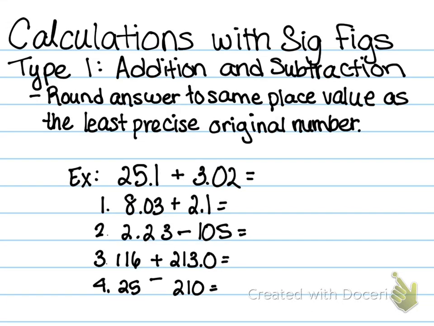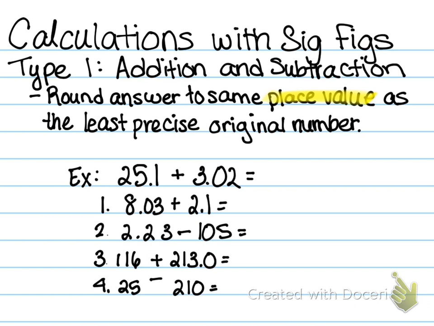This video is a review of how to round answers correctly using significant figures. So the first type of problem that we could run into is an addition and subtraction problem. In these problems, we're going to do our calculations like normal and then round our answers so that the number of place values matches the number of place values in the least precise original measurement.